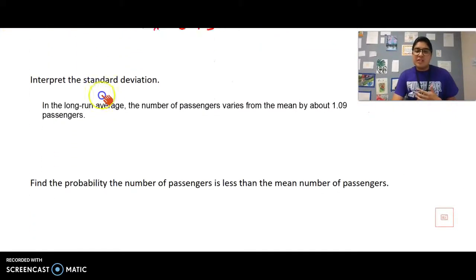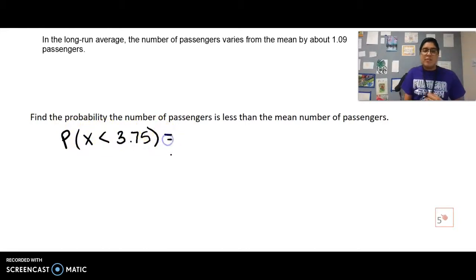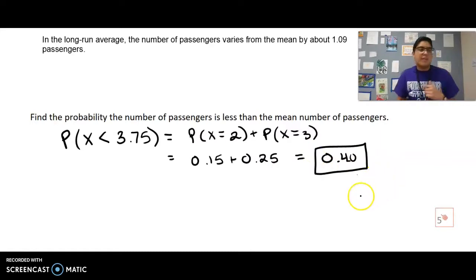Now, using our distribution here, let's find the probability that the number of passengers is less than the mean number of passengers. So this has become a more popular question on the AP exam. So I want that the number of passengers is less than the mean, and the mean was 3.75. So looking at my distribution, I'm looking at what x values are less than 3.75, and you guessed it, that would either be 2 passengers or 3 passengers. So the probability of 2 passengers is 0.15, and the probability of 3 passengers is 0.25, meaning that I'm going to have about a 40% chance that the number of passengers is less than the mean number of passengers.